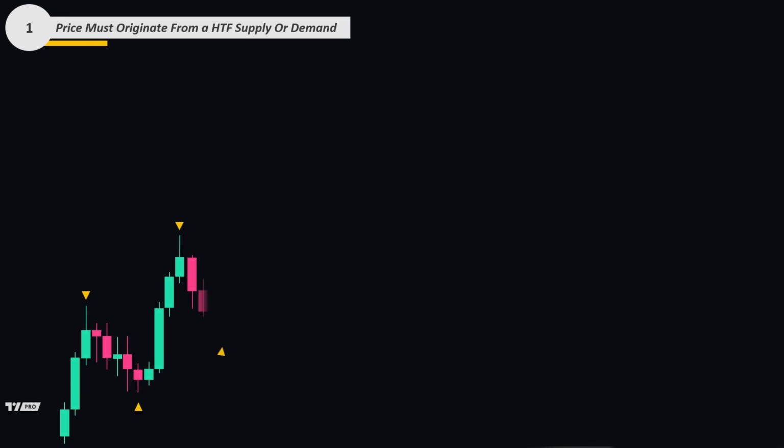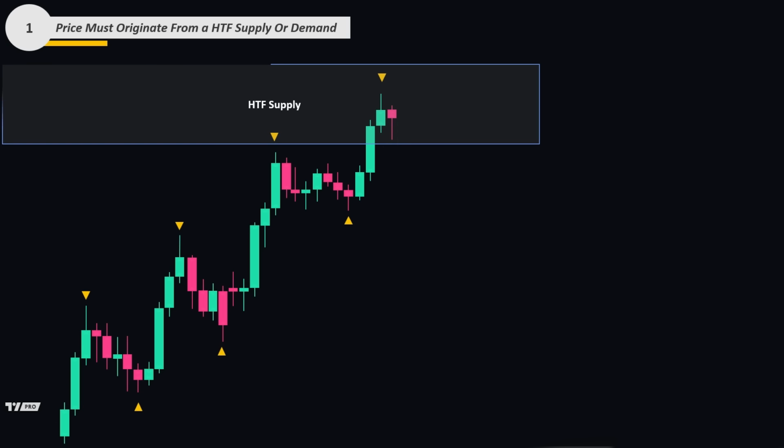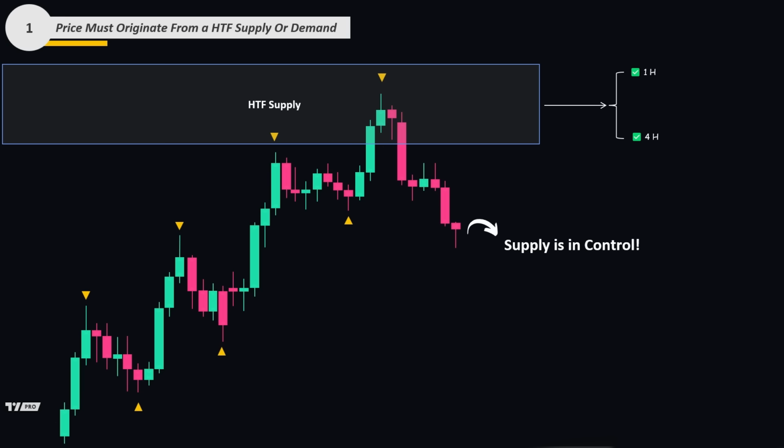Hack number 1. Price must originate from a higher time frame supply or demand area. First and foremost, for a high-quality trading setup, price needs to originate from a strong supply or demand zone on a higher time frame, such as the 1-hour or 4-hour charts. This is important because it helps you understand who is in control, buyers or sellers, and it defines which direction you are actually allowed to trade.